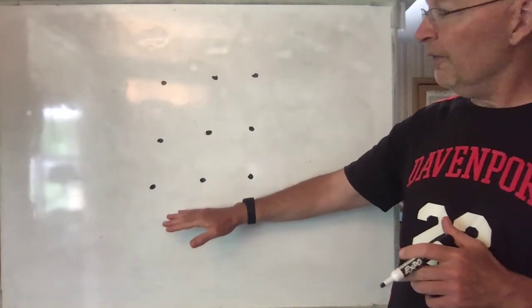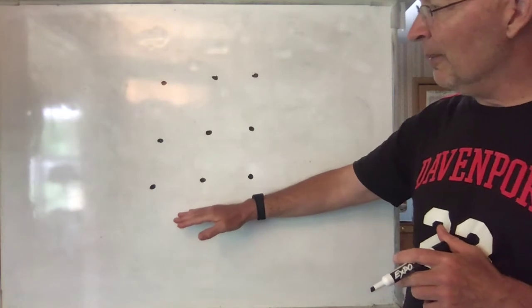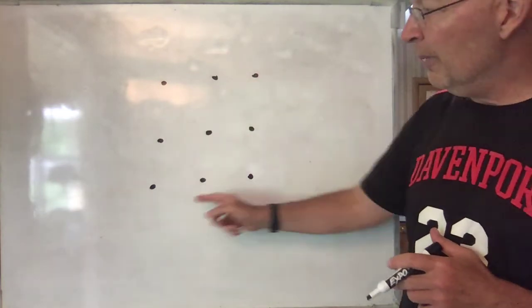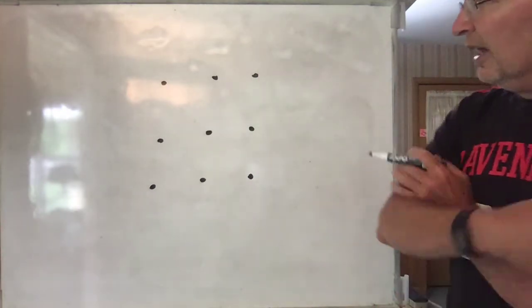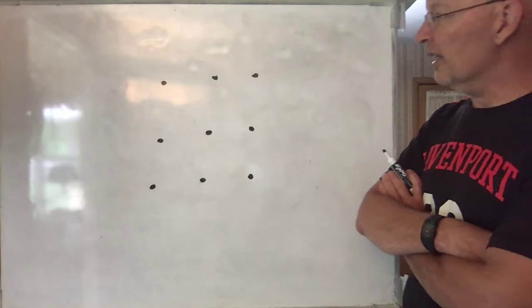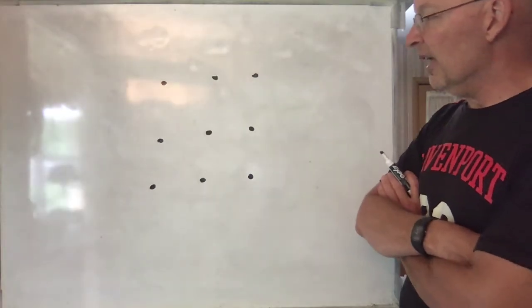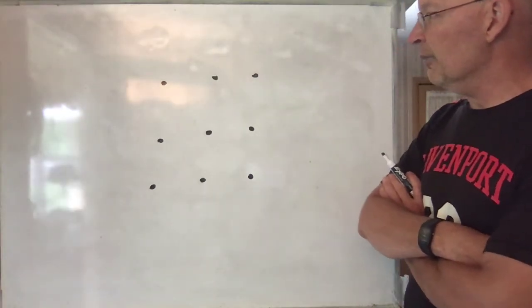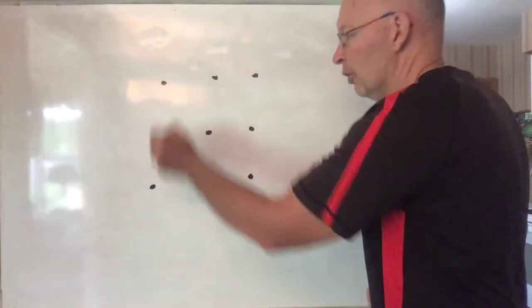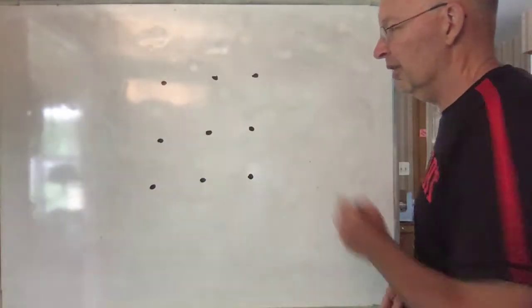So turn off the video if you want in order to spend time on this, but this is a problem that's one of my favorites. Here you have a 3x3 grid of dots, and the idea is to try to connect all those dots using as few line segments as possible. And the line segments have to be connected. Otherwise, we could go boom, 2, 3, but those aren't connected.